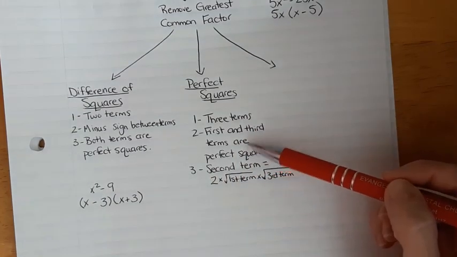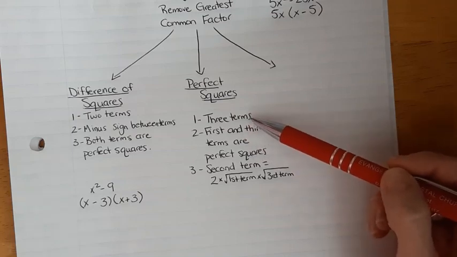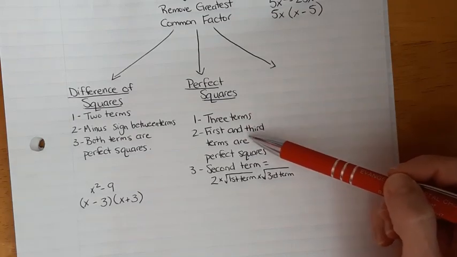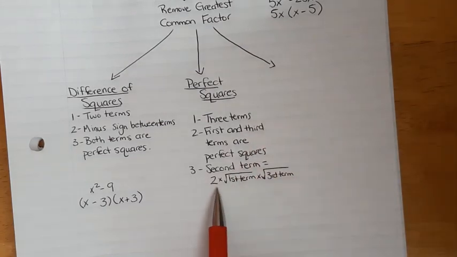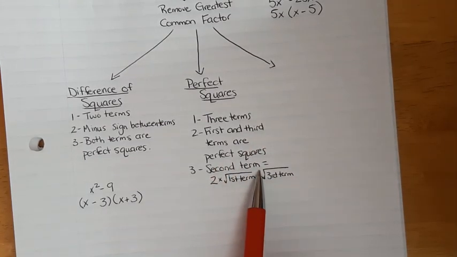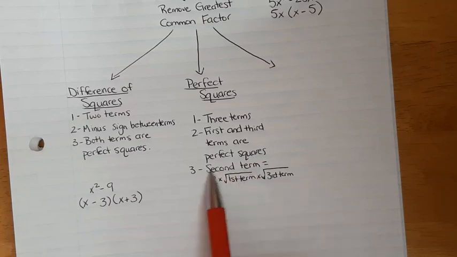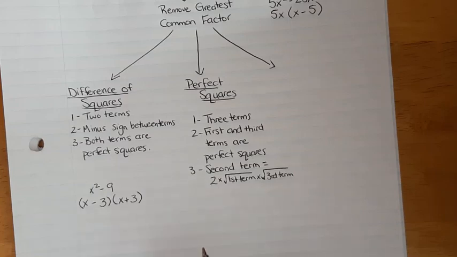The first two things are easy. You can just tell them by looking at them, right? How many terms does it have? Just count them. Are the first and the third perfect squares? Just look at them and investigate. This you have to calculate. It doesn't take very long. I know it looks a little confusing now, but once we get into it, you're going to see it's not that bad. So those are the three things we're looking for in order to identify it as a perfect square. Once you identify it as a perfect square, it's pretty straightforward factoring. So let's get to some examples.